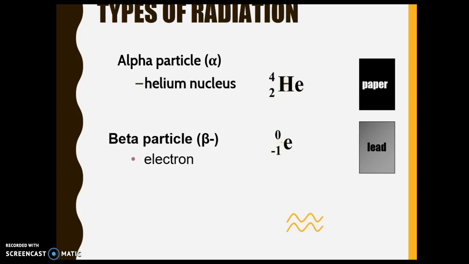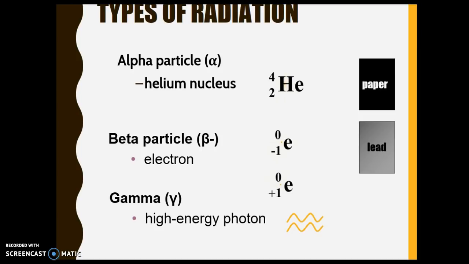The last type is gamma, and again, this produces a high energy photon, that pocket of light energy. We denote it as +1, 0, and an E. So our protons will actually gain a proton here. And this is the strongest type of radiation of these 3. It actually can only be stopped by concrete, and then anything stronger than concrete. So gamma radiation is typically the radiation that cancer patients are receiving.